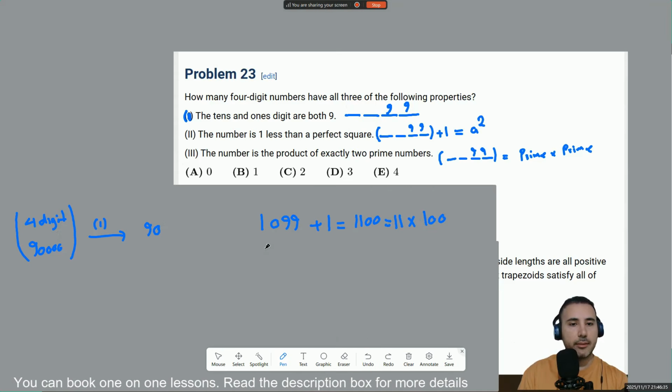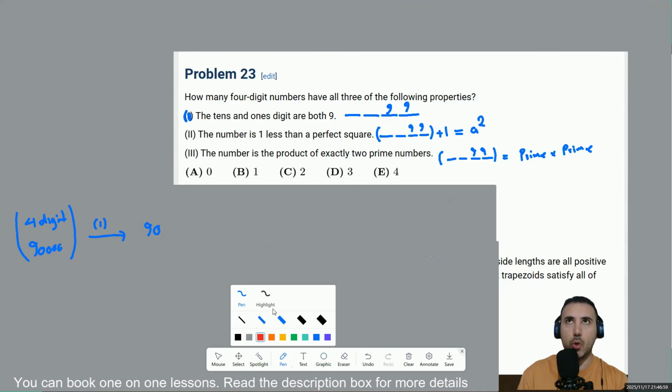What if I write 20? 99 is one of the 90 numbers here. If I add 1 to it, it's going to be 2100. I could write it as 21 times 100. This one has a perfect square, becomes 10. This one, nothing. So the only way for them to be a perfect square with 00 is going to be a number like this.